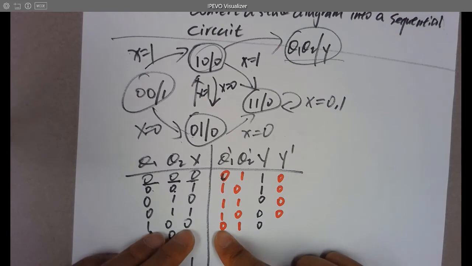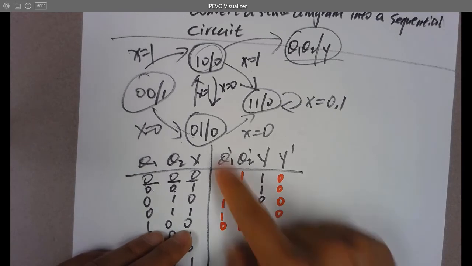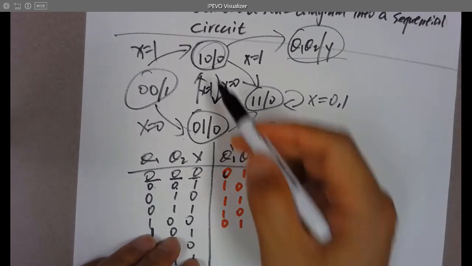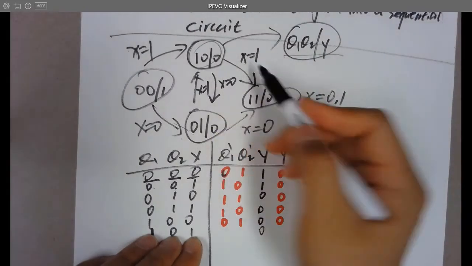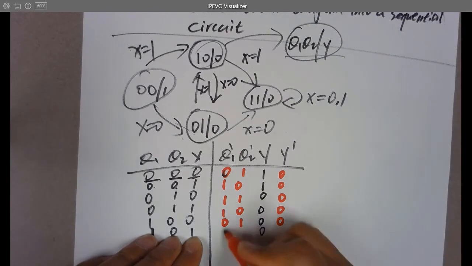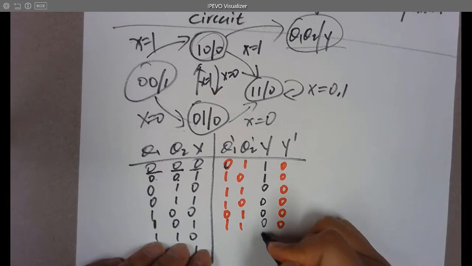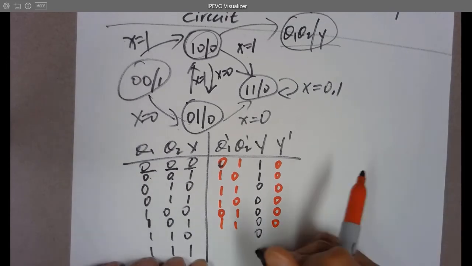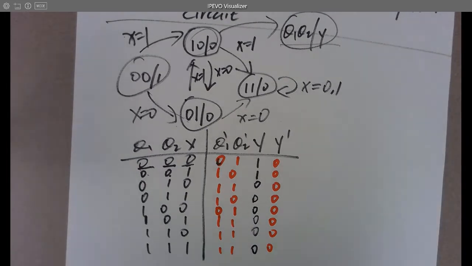Now the fifth one, 1, 0, 0. When x is 0, it's going to jump to 0, 1, 0, which is right. And 1, 0, 0, when x is 1, it's going to jump to 1, 1, 0 here. And then 1, 1, 0 will jump when x is 0 or 1, doesn't matter. It's going to stay. So we're done for the truth table.